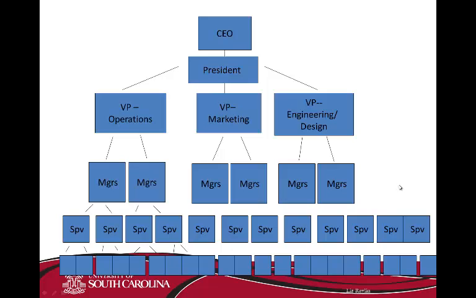So here's a nice picture of a functional organization. It's not the best picture, but in any event, it's a taller structure. You can see that there are multiple layers between the CEO as we go down to the worker bees at the bottom of the organization.